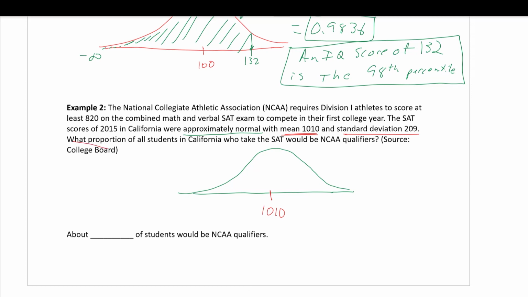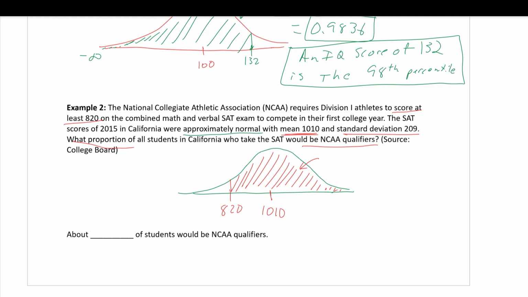It said, what proportion of students who take the SAT would be NCAA qualifiers? Well, what does it take to be an NCAA qualifier? Up here it says it takes at least a score of 820. So where's 820? Here's 1,010, and 820 should be to the left of that. They're trying to qualify, right? So at least 820. Can you score less than 820? No, you have to score more. So 820 or more. That's what that means. So this will give the proportion of those who would be NCAA qualifiers.